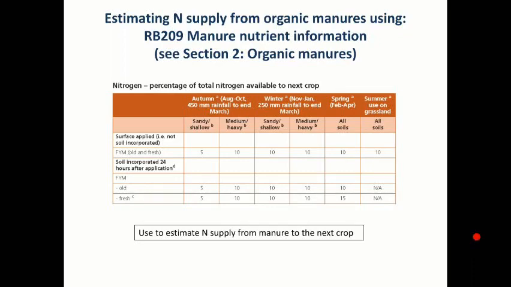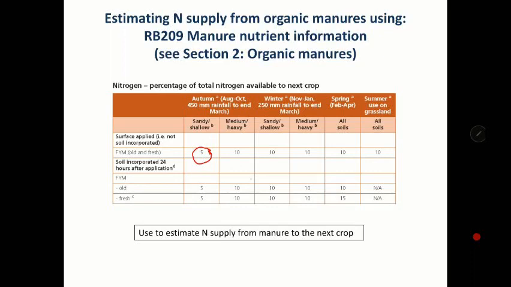So when you've applied the manure, for instance, if it's applied in the autumn compared to the spring, there's a slight difference. Now this isn't such a good example because there's not a lot of difference in these numbers depending on when it was applied or the soil type. In other cases there's bigger differences. But in any case, you can see autumn on a sandy, shallow soil, old or fresh manure, about 5% of the total nitrogen in that manure is available to the next crop. That's not very much, is it?